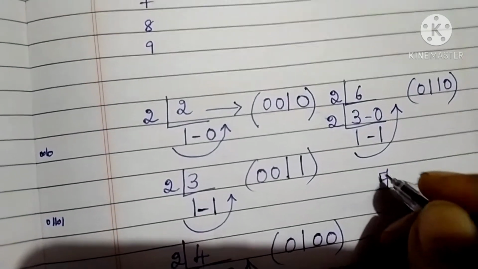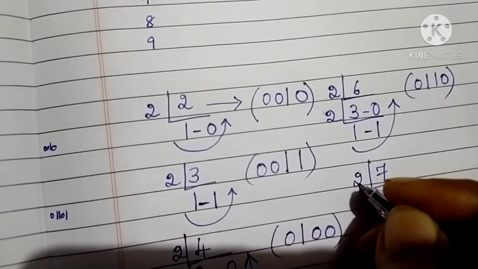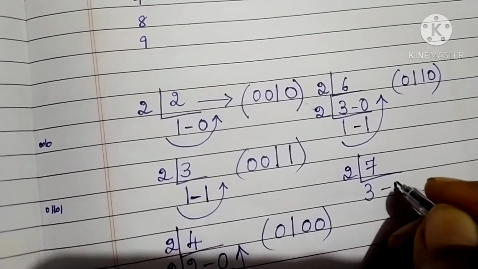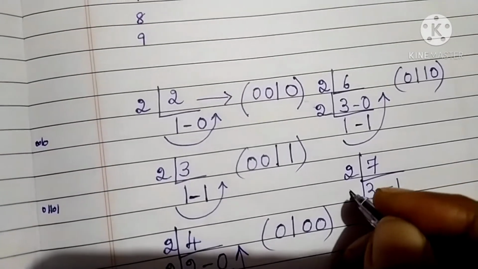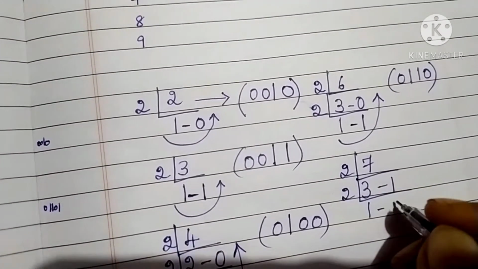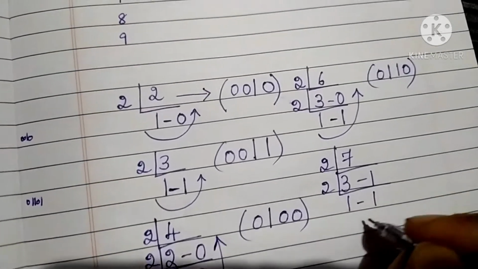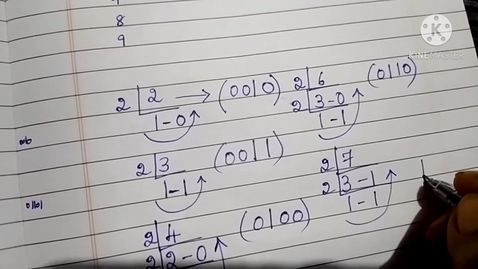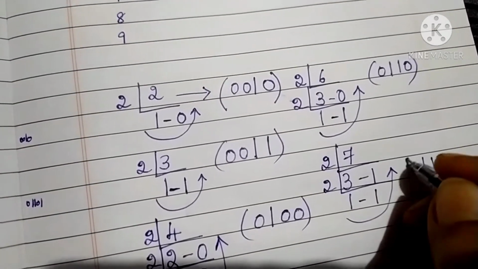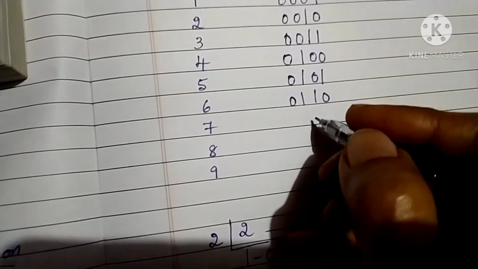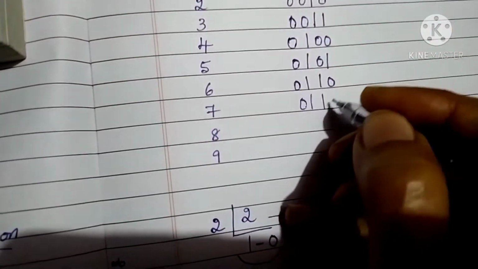For the digit 7, 2 3s are 6, remainder is 1, 2 1s are 2, remainder is 1. So for 7, it's 3 1s preceded by 0, 0 1 1 1.